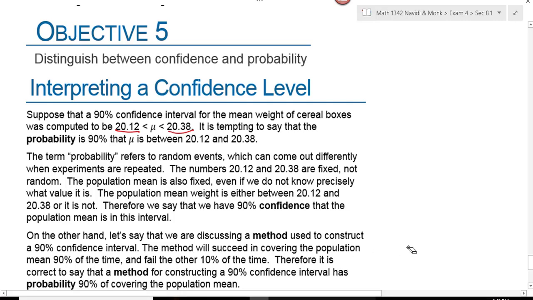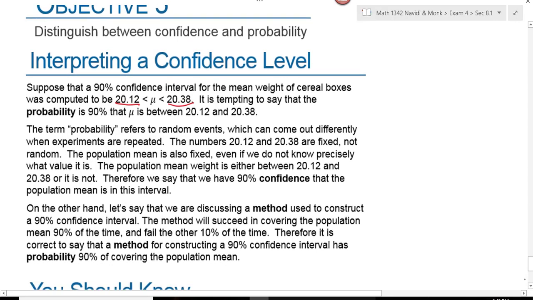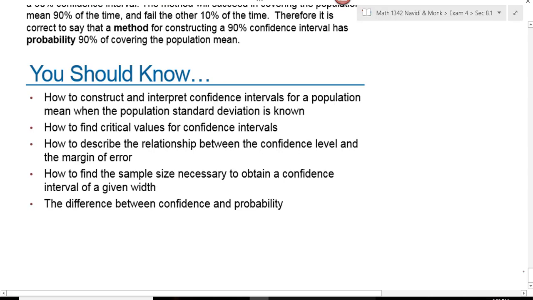On the other hand, let's say that we are discussing a method used to construct a 90% confidence interval. The method will succeed in covering the population mean 90% of the time and fail the other 10% of the time. Therefore, it's correct to say that the method for constructing a 90% confidence interval has a probability of 90% of covering the population mean. This is a subtle but important difference. That 90% is our level of confidence in the process. We're saying 90% of the time we expect the population mean to be in there. And this summarizes everything that we've gone over in this section, and it's a lot. We'll hit it again in the next section and add something slightly different to it.